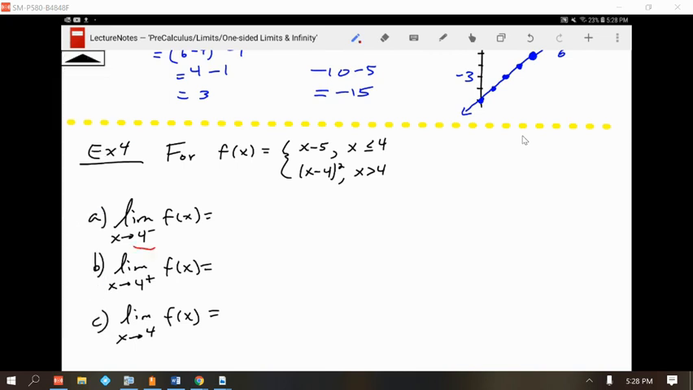Find the limit as you approach 4 from the left. Which piece of the domain contains 4 from the left? Like 3, 3.9, 3.99. Those are all less than 4, or left of 4. And so you use the top piece, x minus 5. So 4 minus 5 is -1. So the limit from the left is -1.